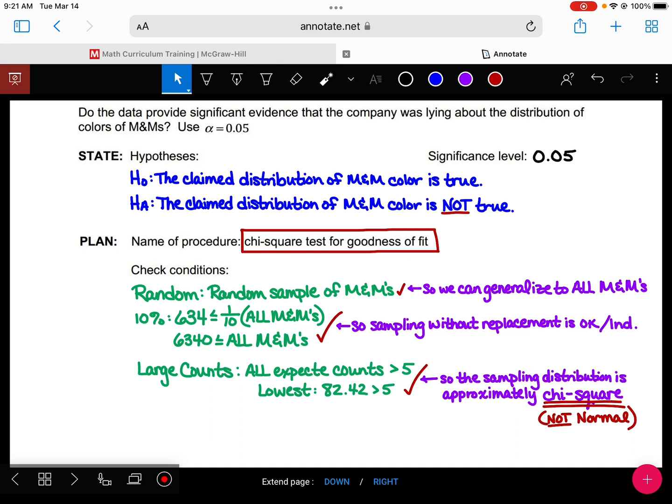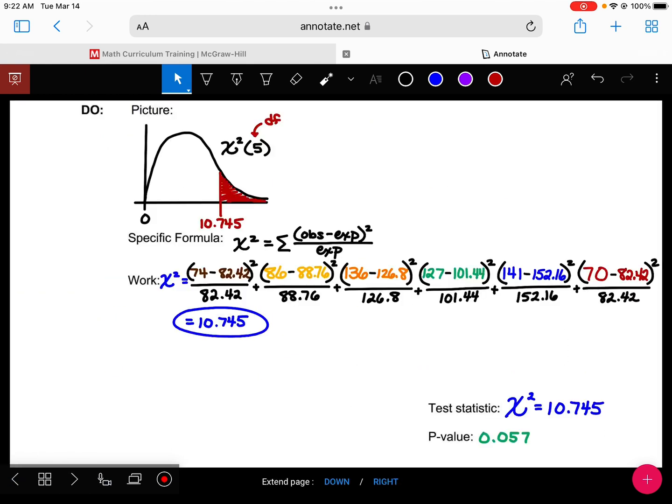Before I show you my picture for this, when we've drawn pictures in the past, they've always been approximately what? Approximately normal. So we drew something that looked kind of like this. We're not approximately normal anymore. Now we're approximately chi-square. So I'm going to draw something that looks more like this. So there's my picture. Always starts at 0. Because again, if we're squaring our observed minus expected, we're never going to get negative.